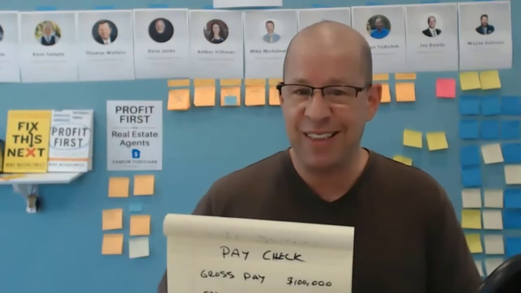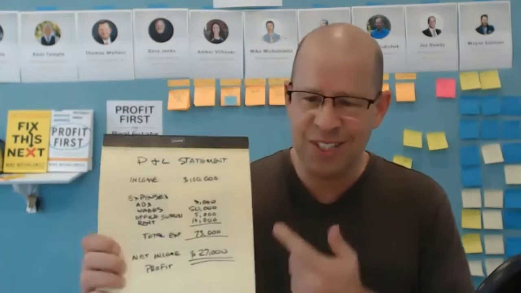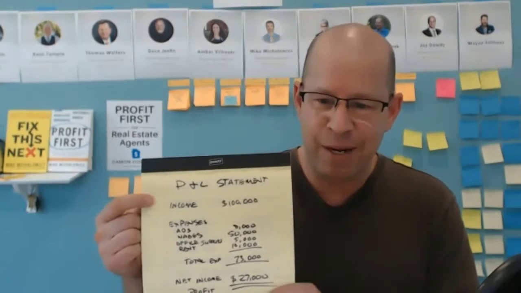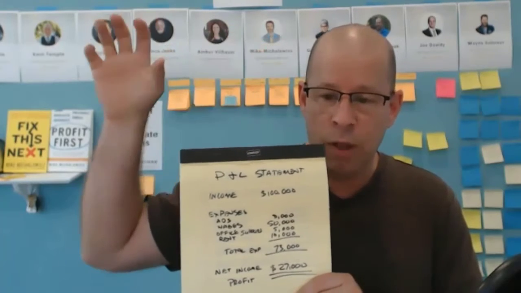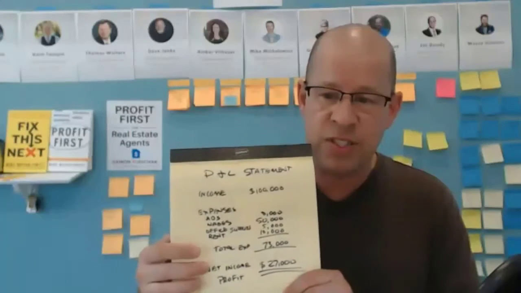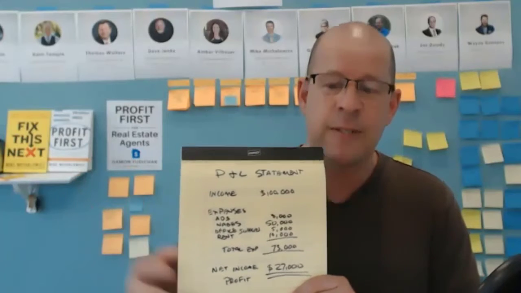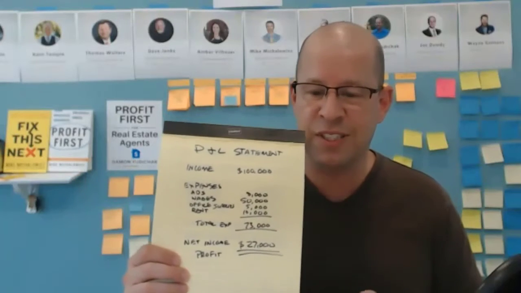So let's go back to our income statement. It's the same thing. Our income is the amount of money that the company earns overall. And then our expenses are all the stuff that it takes to operate the business. And then we've got our total expenses of 73.